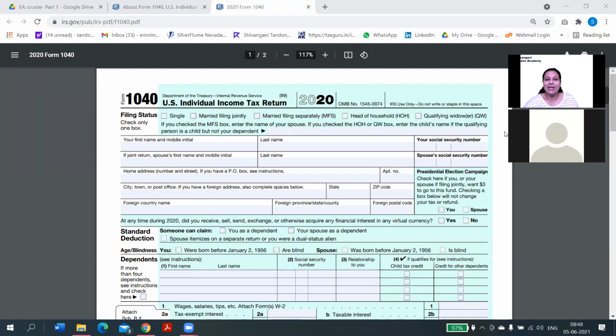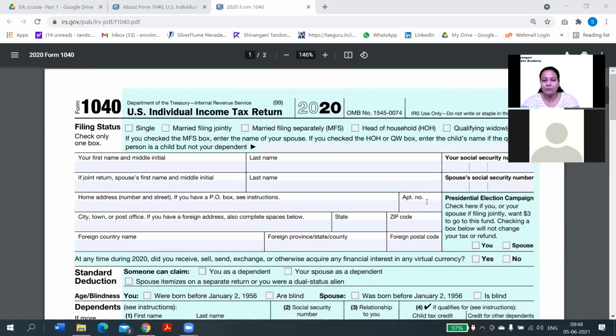Okay. So first let me get you on this form 1040. What is this? Like in India, we file our income tax returns. We have form 1040 for US individuals.